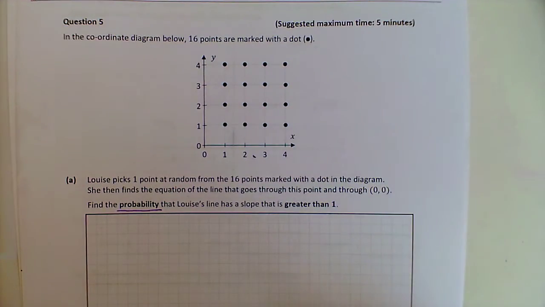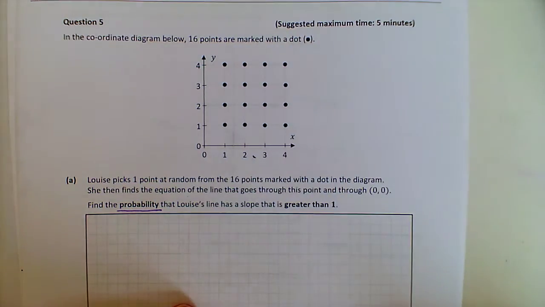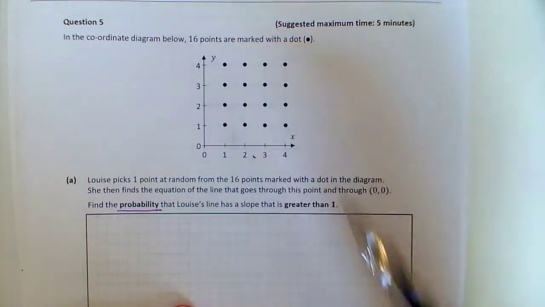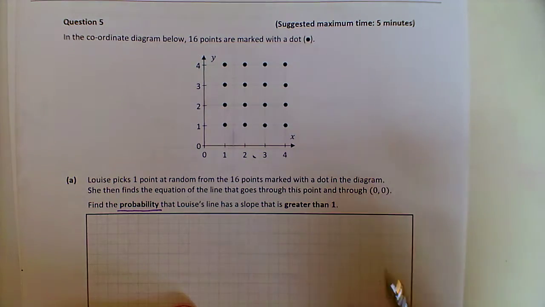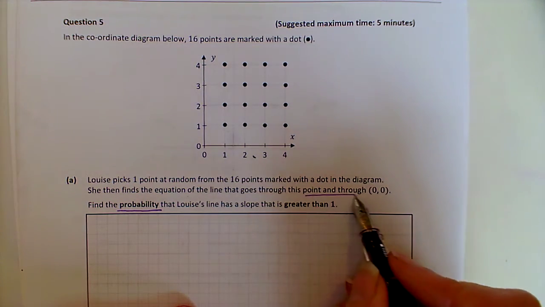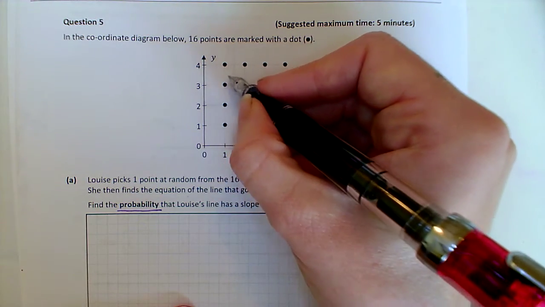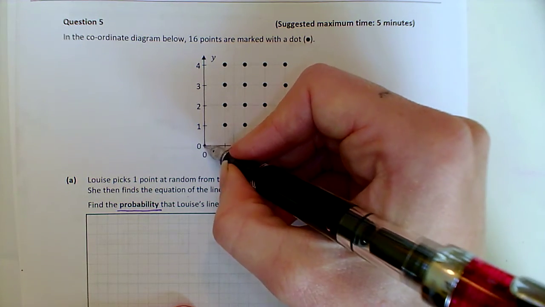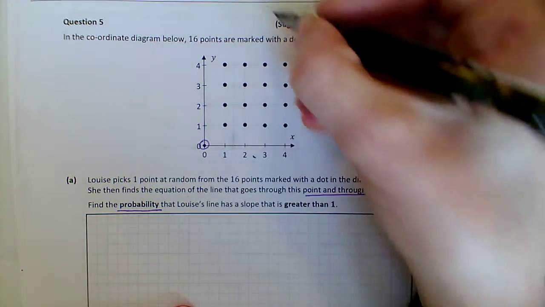So let's look at this question here. We have a coordinate diagram below, and 16 points are marked with a dot, which are shown here. So 4 across and 4 down. Louise picks 1 point at random from the 16 points that are marked here, and she finds the equation of the line that goes through this point and through 0, 0. Okay, so she picks a point. For example, she might pick this point, and she'll pick the point 0, 0, and she's finding the equation of the line that goes through those 2 points.